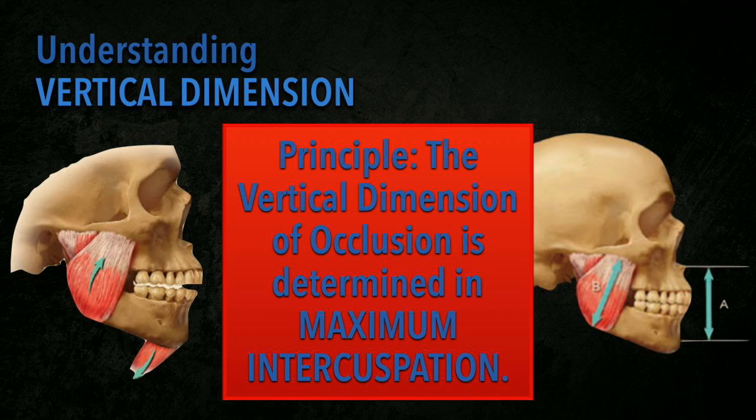And so visualize that the muscles were there before the teeth, and the teeth will simply erupt until they meet an equal and opposite force, which is the opposing tooth.